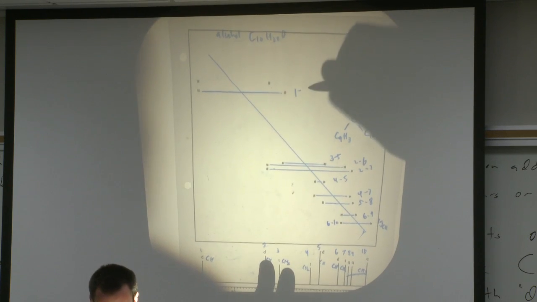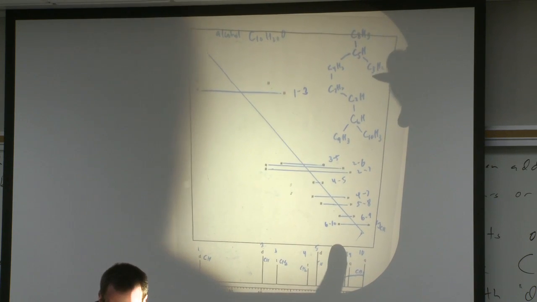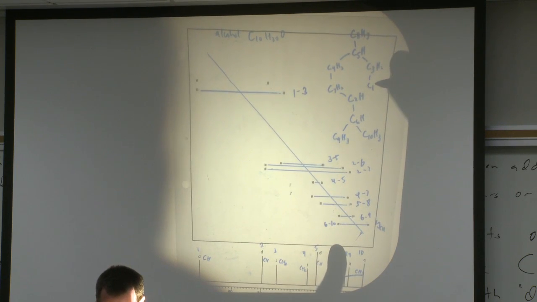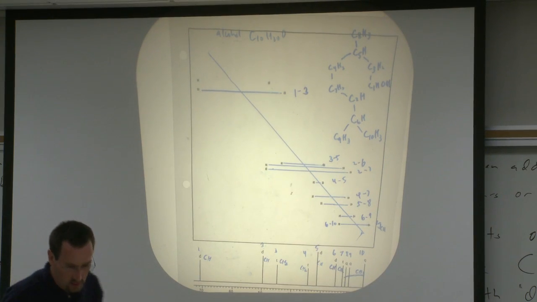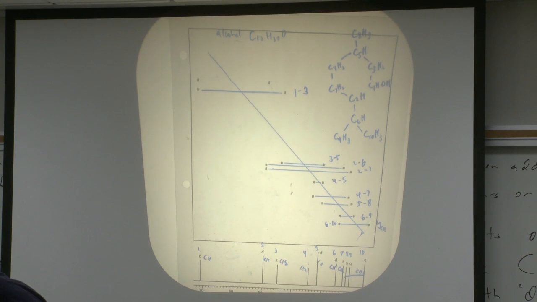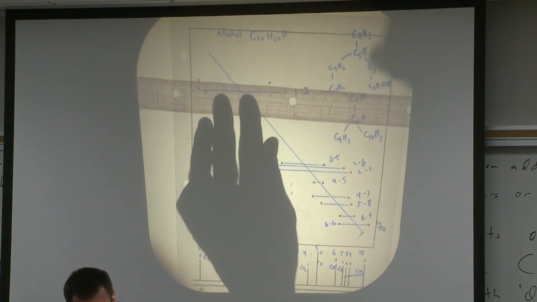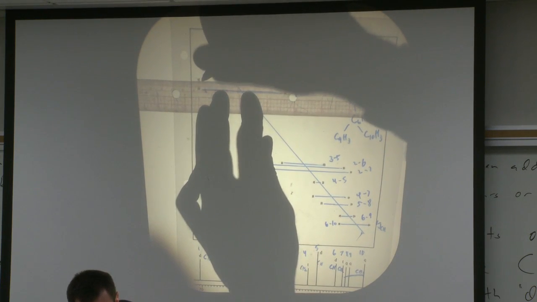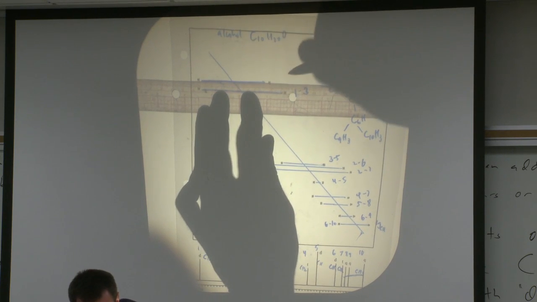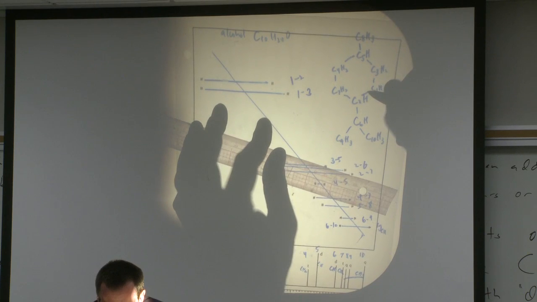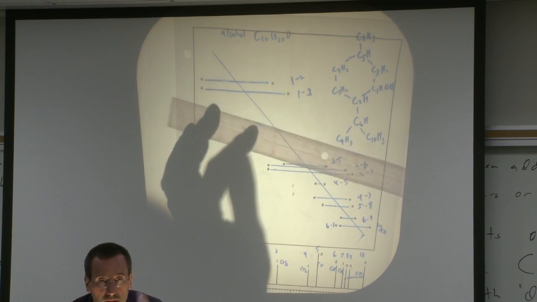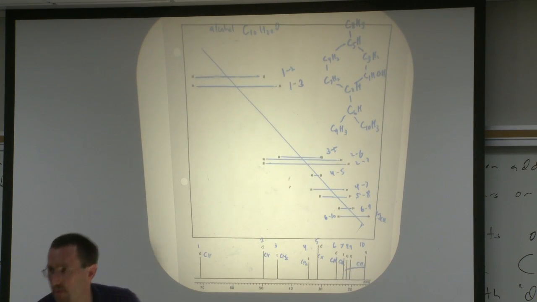Now, one is that one that has to bear the alcohol. So C1H, that has to be the one with the OH on it. And our last one here is 1 to 2. And so the whole structure gets built up.